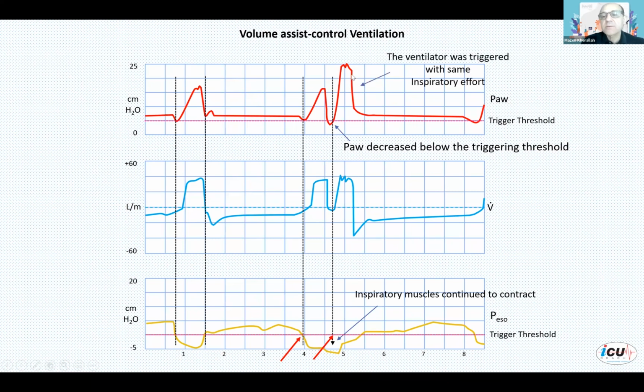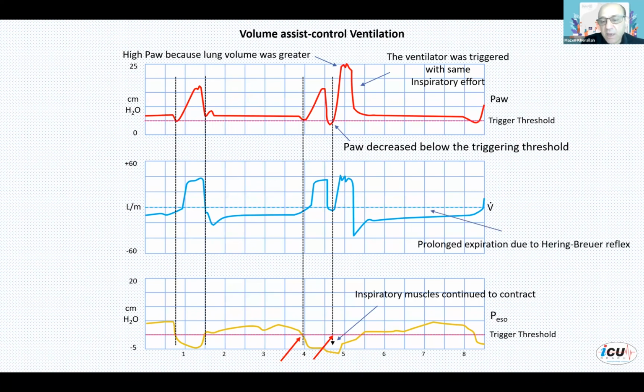Now the ventilator will deliver the same tidal volume. The inspiratory time will be the same also. This is a volume control mode of ventilation, so you set the tidal volume and you set the inspiratory time. The second breath is going to be exactly the same, except that we need to use higher pressure, since this is a volume control mode of ventilation. And at the same time, the expiration is prolonged.